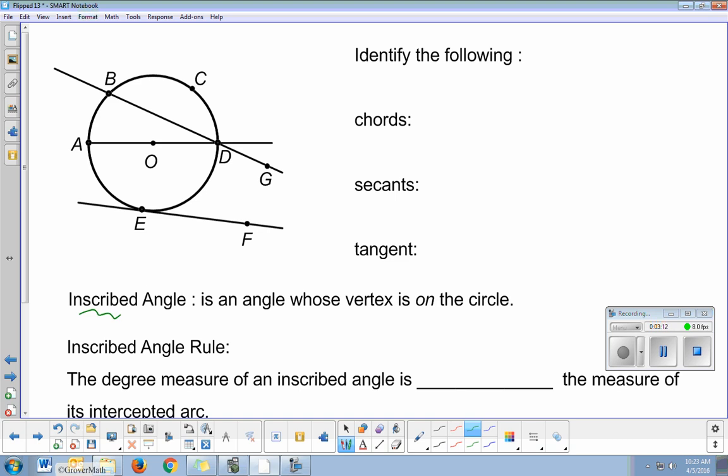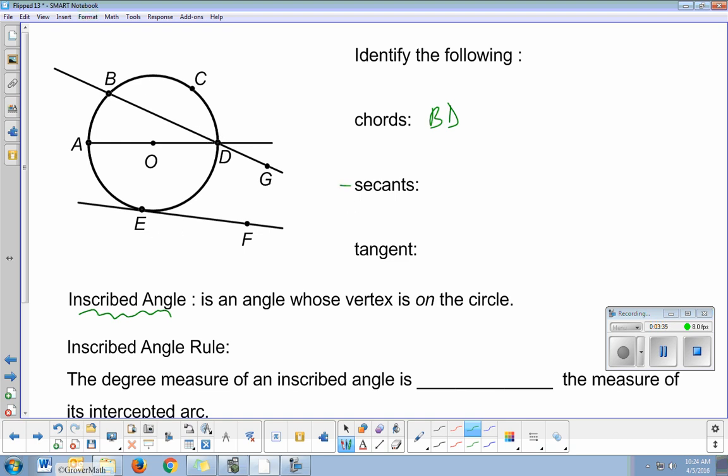Inscribed angles are a little bit different. But first, again, let's do some vocab. Chords we've talked about. In this diagram, BD would be an example of a chord. AD, the diameter, could also be considered a chord, but BD is definitely a chord, and it's not a diameter. It's a segment in the circle.